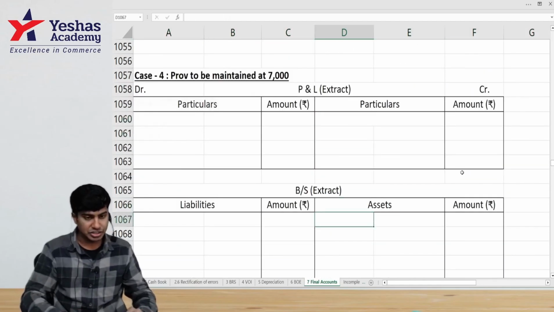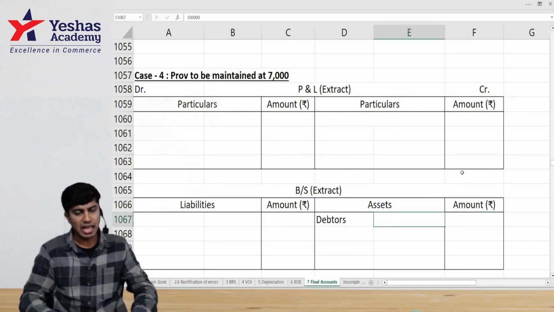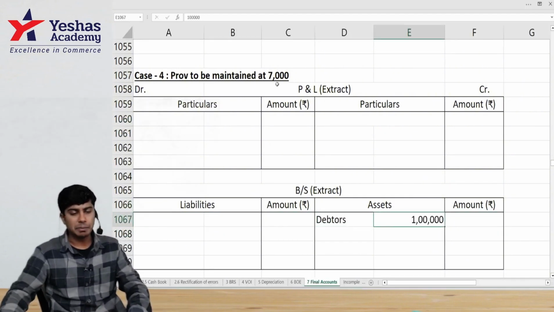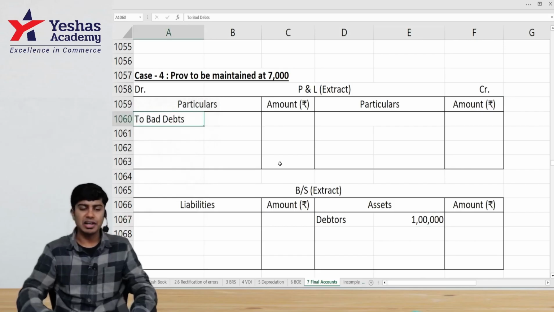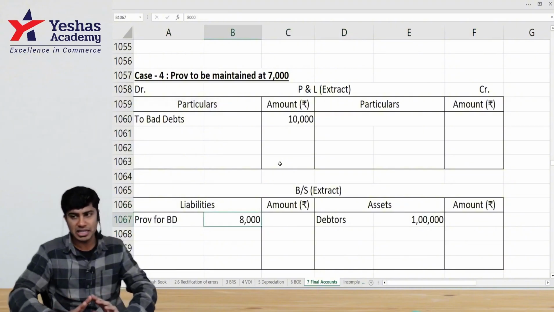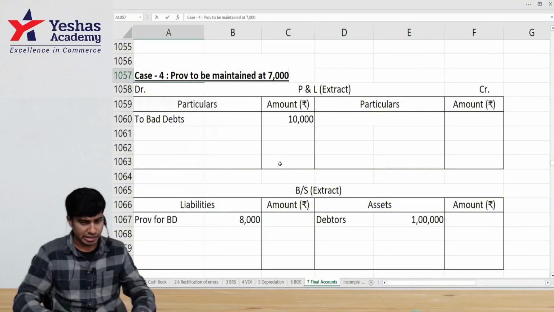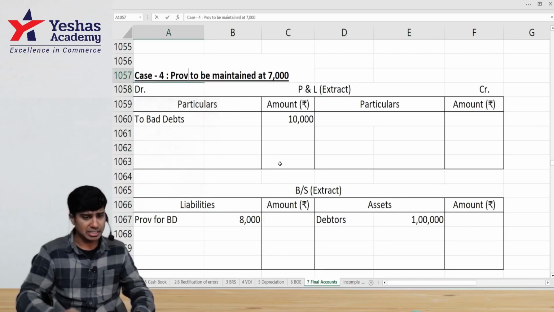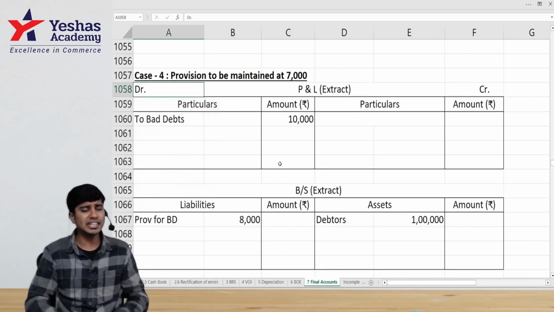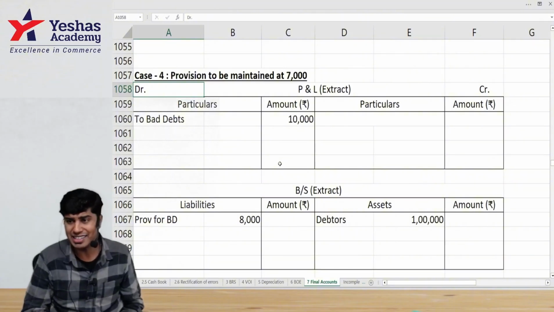Balance sheet asset side, I would write my debtors as 1 lakh. And P&L account debit side, I will write my bad debts as 10,000. Balance sheet liability side, I'll write my provision as 8,000. I've written the data from my trial balance clearly. Now I'll read the adjustment. What is the adjustment saying? Adjustment is saying that the provision is to be maintained at 7,000.